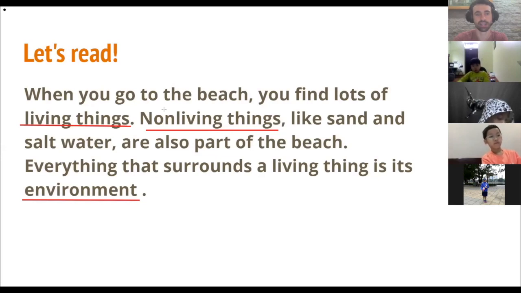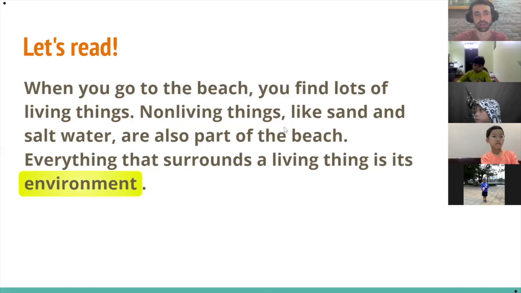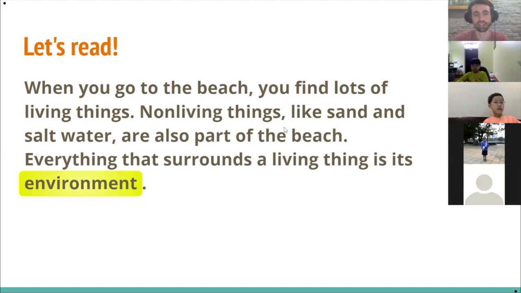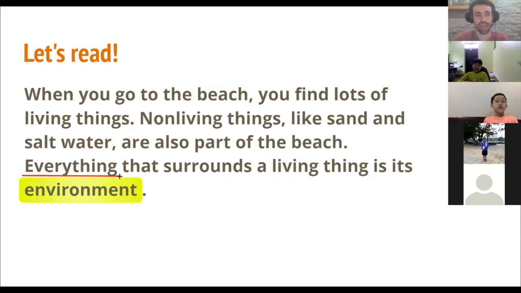Let's highlight environment. Who would like to define environment for me by reading the text? It is in the text. Let's have Chong Ha. So I highlighted the word. What are the words around that word? Starts off with everything. So an environment is what? Everything that surrounds a living thing.